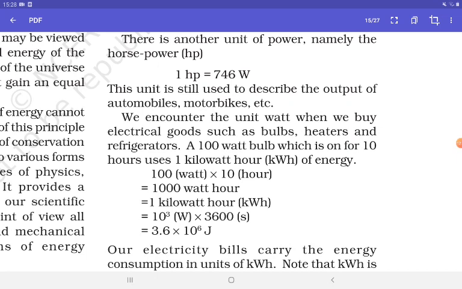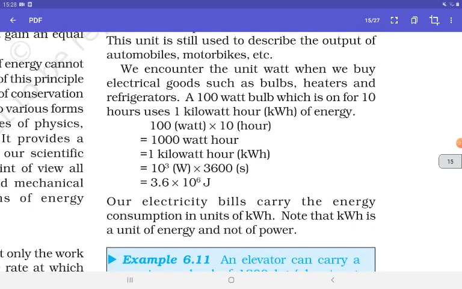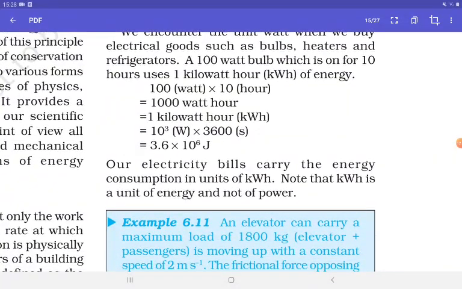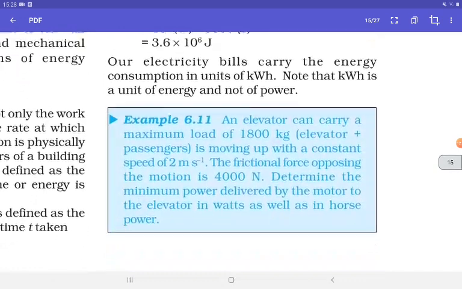A 100-watt bulb which is on for 10 hours uses 1 kilowatt hour of energy. It is 100 into 10, that is 1000 watt hour. 1 kilowatt hour is 10 raised to 3 into 3600 second, that is 3.6 into 10 raised to 6 joule. Our electricity bills carry the energy consumption in units of kilowatt hour. Note that kilowatt hour is a unit of energy, not of power.